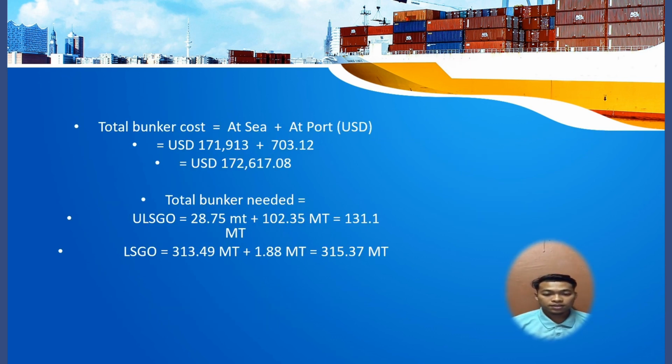Total bunker cost at sea plus at port: USD 117,930 plus 703.12 USD equal to 132,917.08. Total bunker needed: ULSDO equal to 28.70 metric ton plus 102.35 metric ton equal to 131.1 metric ton. LSDO equal to 330.49 metric ton plus 1.88 metric ton equal to 315.70 metric ton.